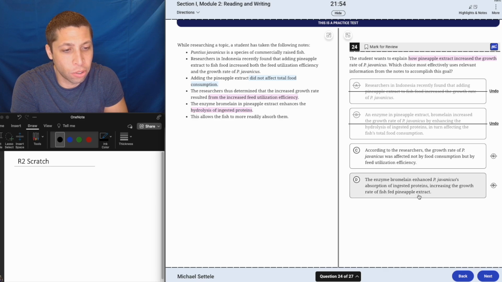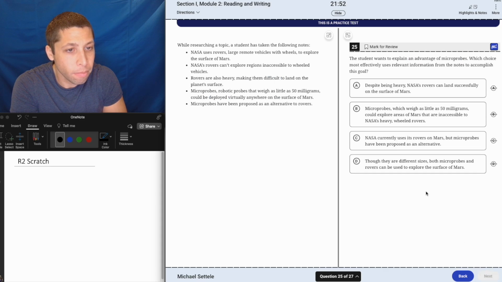Increasing the growth rate of fish. Okay, I feel like that's it. The student wants to explain an advantage.